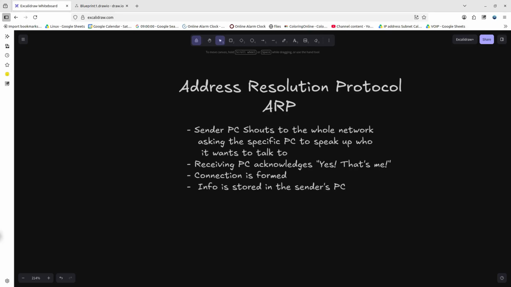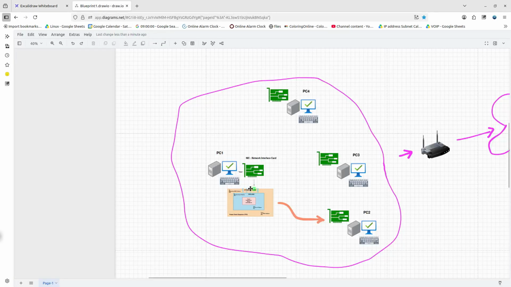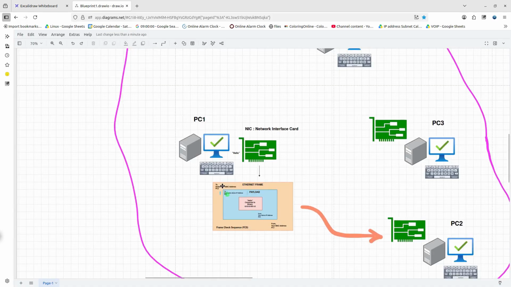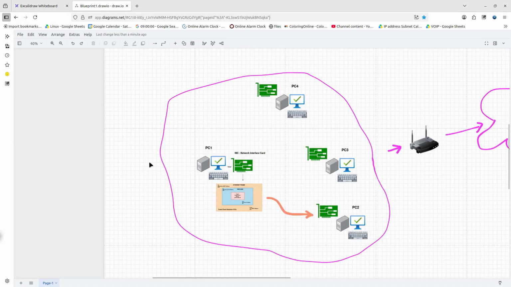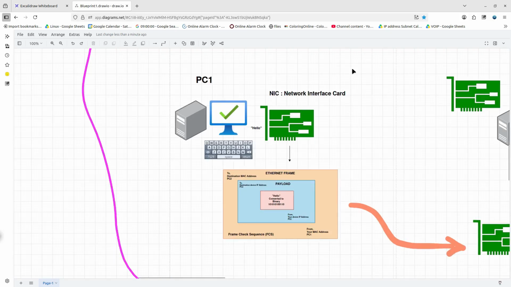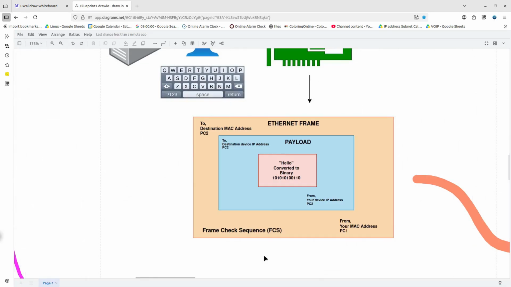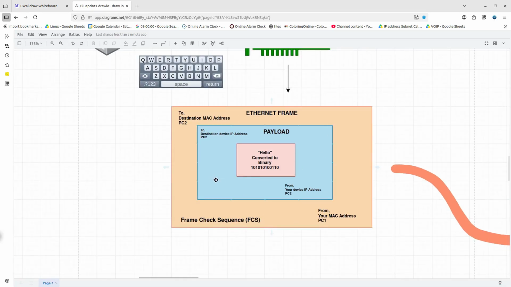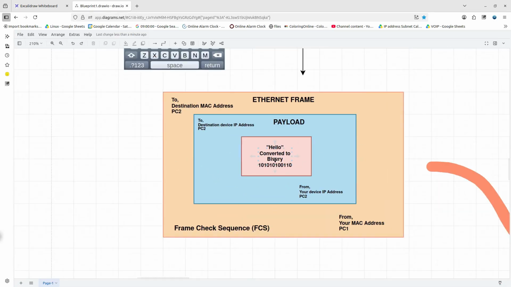So, in the previous video, we learned about the entire framework of Ethernet, like the network interface card. Let me just zoom in over here to refresh the diagram. You see this pink circle? Instead of a pink circle, I've just used a freehand to showcase the private network, okay? Just to recap, we had learned about the network interface card, the whole Ethernet frame over here, the payload, the data being converted into binary, what the MAC address is, the frame check sequence, and the whole nine yards, okay?